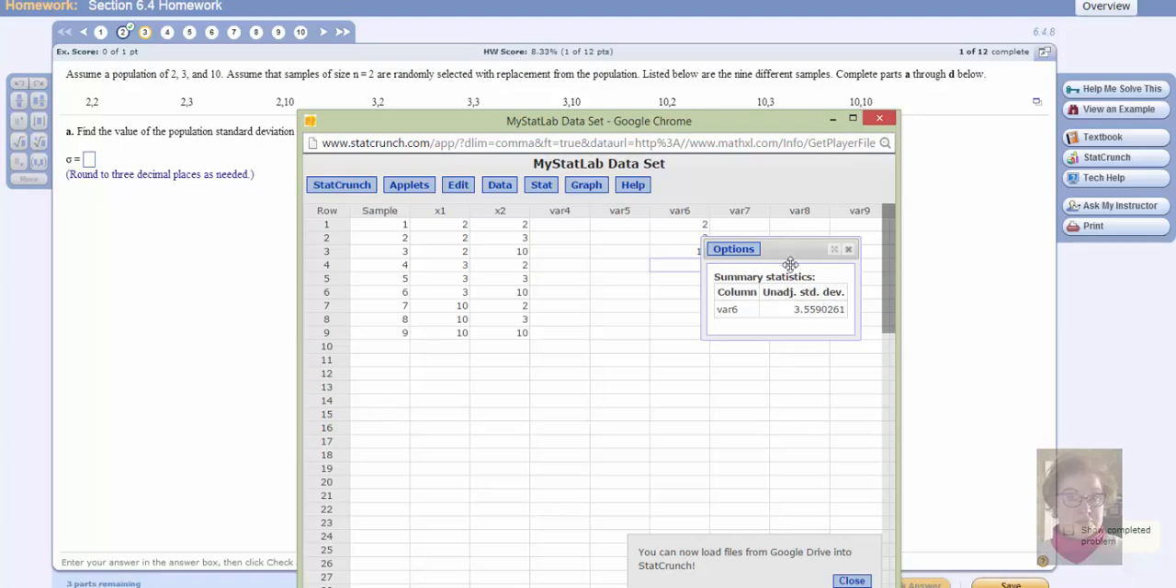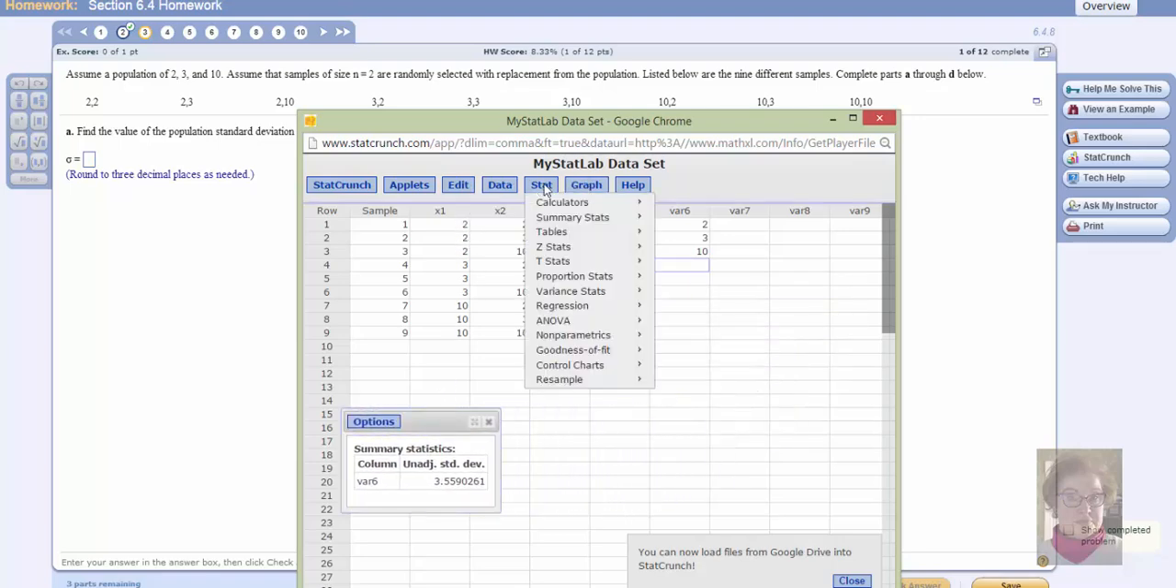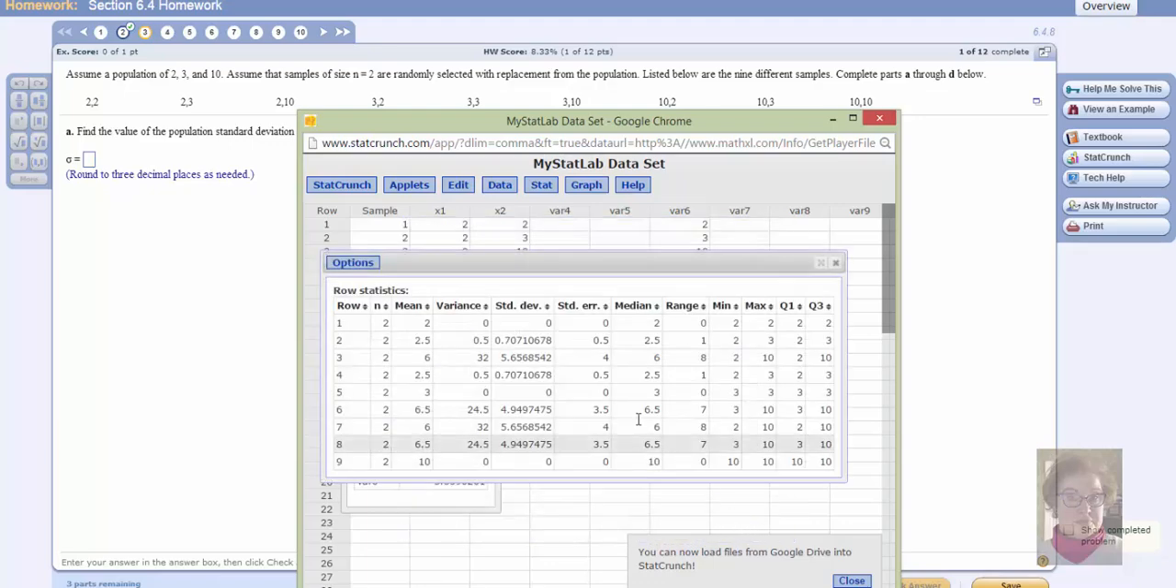And then remember how we're going to find our sample standard deviation. We're going to go stat, summary statistics, rows. And we want x1 and x2 because the sample is just a label. And there I have my standard deviations. Remember, when I do sample standard deviations, I don't do the unadjusted. I do the one that's further up in the column. I'm dividing by n minus 1.